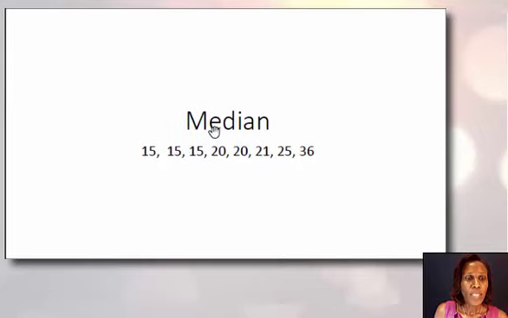Let's also look at the median as a measure of central tendency, which is usually referred to as the middle value. If you rank your values from the lowest to the highest, you pick the median value, or the value at the middle. In this case, we have an even set of numbers, so we take the two middle values and divide by 2, which is still 20.